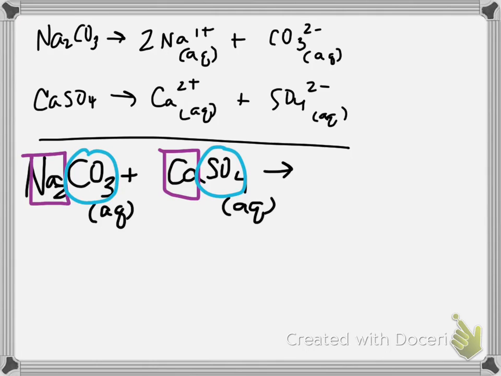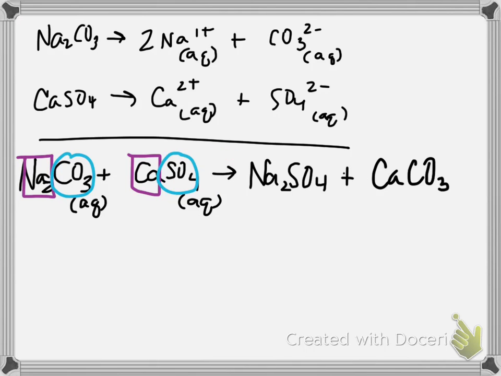What's one? Did I hear calcium sulfate? And of course, that would be Na2SO4. And what would be my other potential product? My other potential product would be calcium carbonate. Now, I do have to balance the equation. Is the equation balanced? I have 2 sodium on each side, 1 carbonate on each side, 1 calcium, and 1 sulfate on each side. So we're good, we're balanced, we don't have to do anything there.